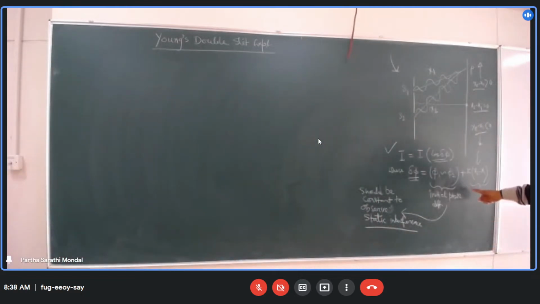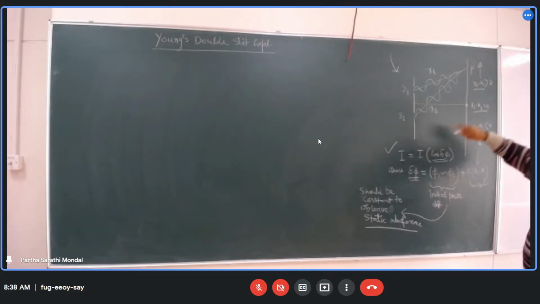Now what I'm trying to say is that if you move over the screen, you will see that x2 minus x1, the path difference, is changing, and due to this you get a change in delta phi, and this delta phi brings the change in intensity variation. So this is the interference pattern.